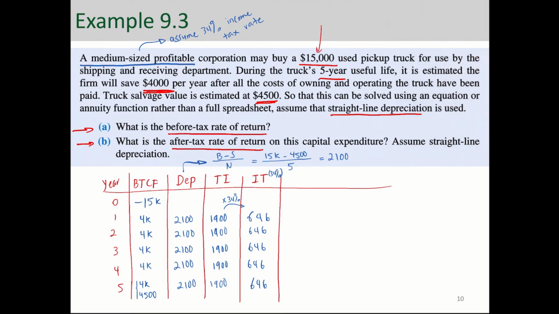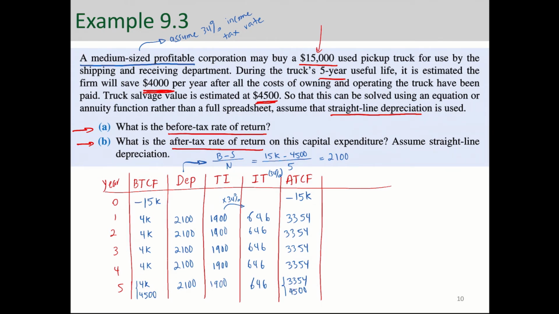So that's what I'm going to do here. The last column would be after tax cash flow, or ATCF, and that will be 4,000 minus 646. Remember that in year 0 we have the negative 15,000, but starting from year 1 all the way to year 5, we're going to have after tax cash flow of 3,354. Remember that we didn't touch the salvage value, and that salvage value will directly come here to the after-tax cash flow.